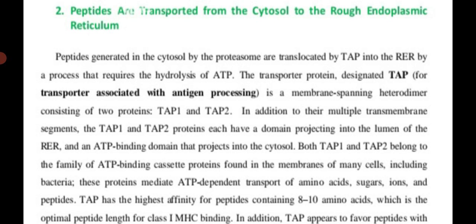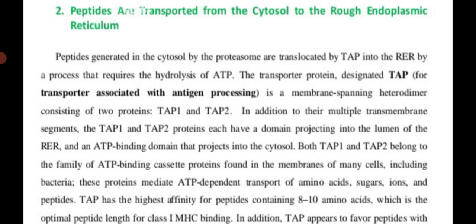The TAP proteins are called transporter proteins, or transporter associated with antigen processing. The TAP protein is a heterodimer consisting of TAP1 and TAP2.